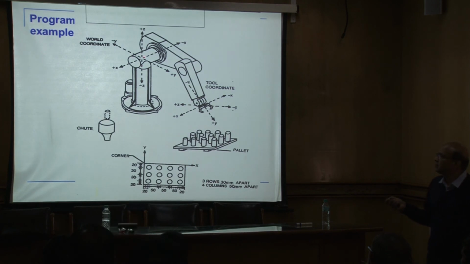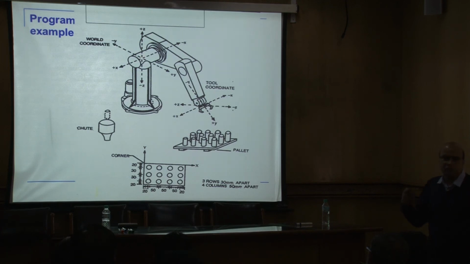It has 6 degrees of freedom. The first degree of freedom is here. This is called the waist. Then the second is the shoulder. Third is the elbow. The roll, pitch, and yaw are at the wrist. So the 0, 0 of the robot is here. The z-axis is this side, this is the x-axis, the y-axis, and that is z.